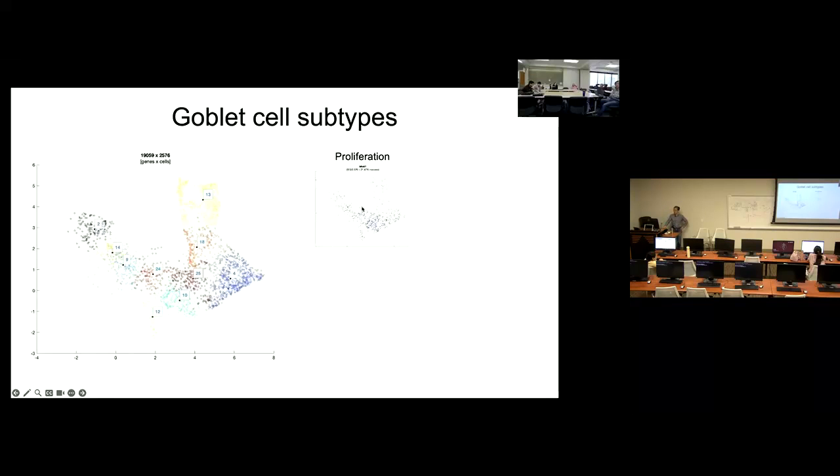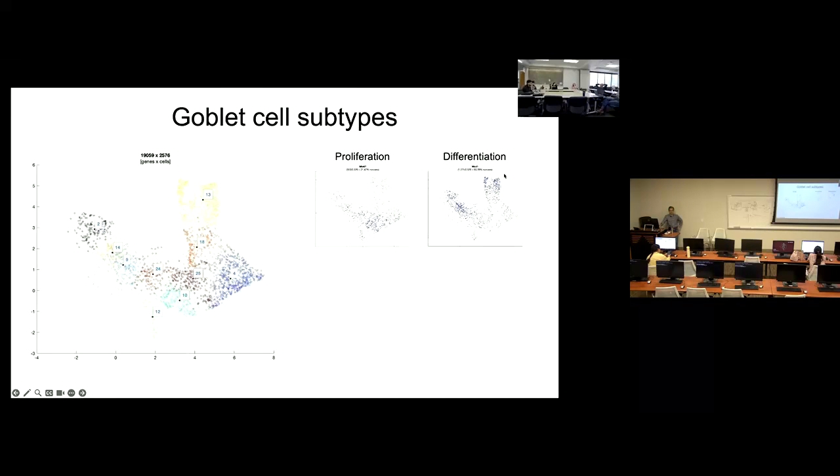Down here, what I'm showing is MKI67. This is a proliferation marker, so you can see that the clusters about right here are the cells that are proliferating. That's interesting because they're supposed to be generally quiescent, right? Yes and no. There are actually some cycling cells in there. Yeah. They're going to divide.